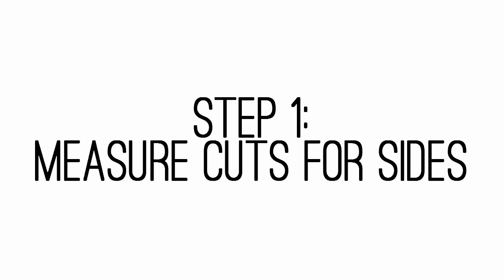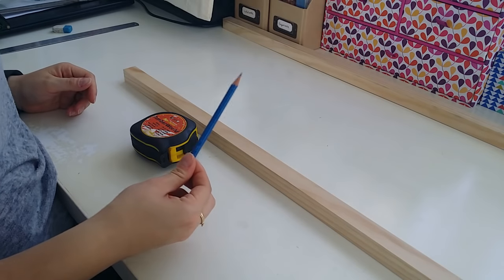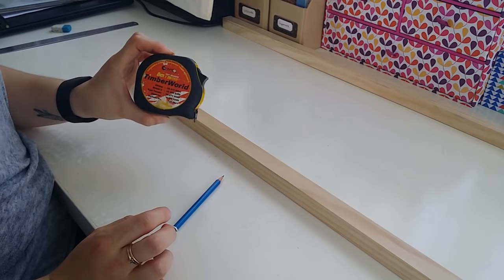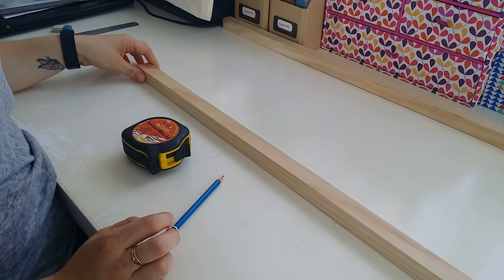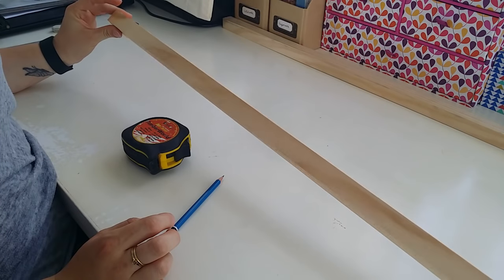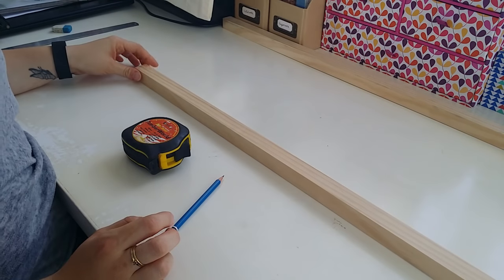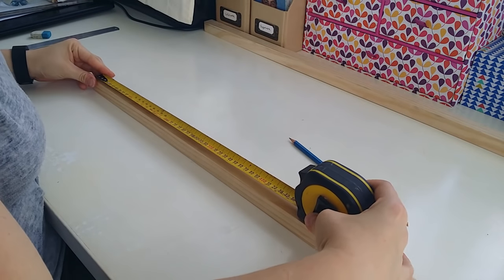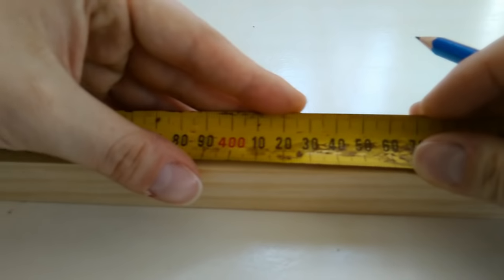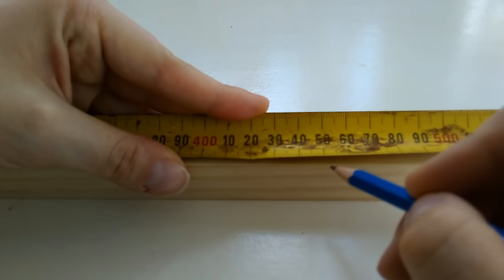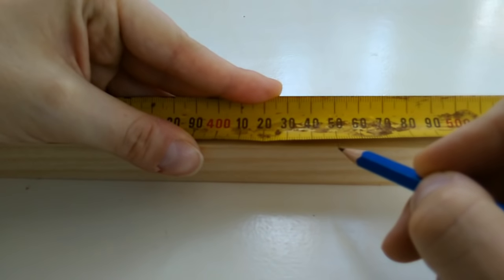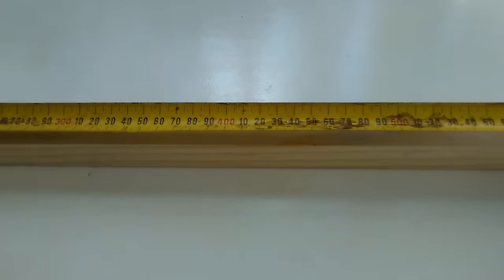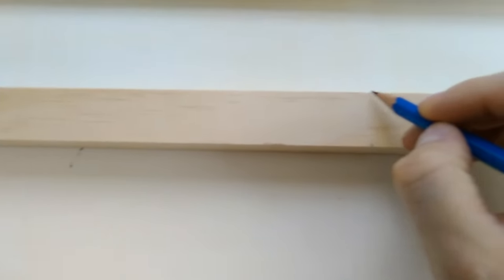Step 1 is measuring the cuts for the sides. So you need to measure the side pieces from one of the 24x24x900mm pieces of wood. You need to mark 2 points 450mm in from each side. So I'm just marking here at 450, as you can see. And I've got the 2 points, and then I'm connecting them with my ruler.